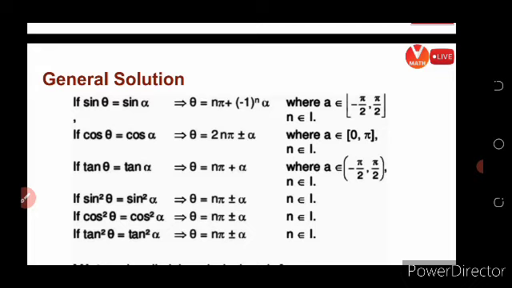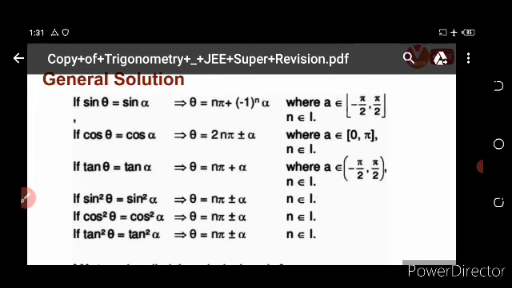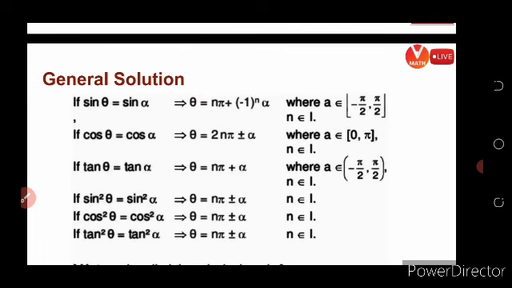Similarly, we will remember that if sin theta is equal to sin alpha, then this implies theta is equal to n pi plus minus 1 to the power n alpha. Okay, and n belongs to integer.